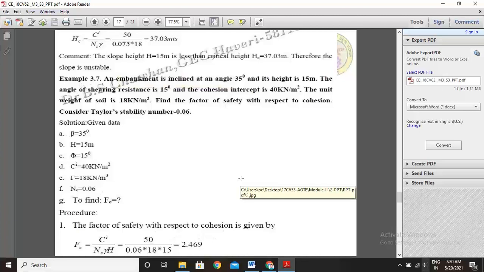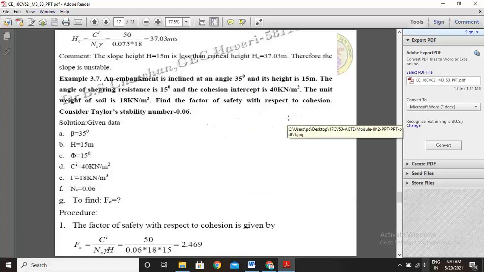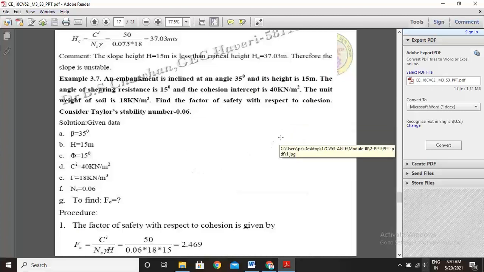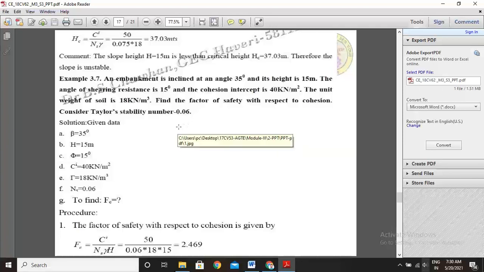Next problem. An embankment is inclined at an angle of 35 degree and its height is 15 meter. The angle of shearing resistance is 15 degree and the cohesion intercept is 40 kilonewton per meter square. The unit weight of soil is 18 kilonewton per cubic meter. Find the factor of safety with respect to cohesion. Consider Taylor stability number 0.06.